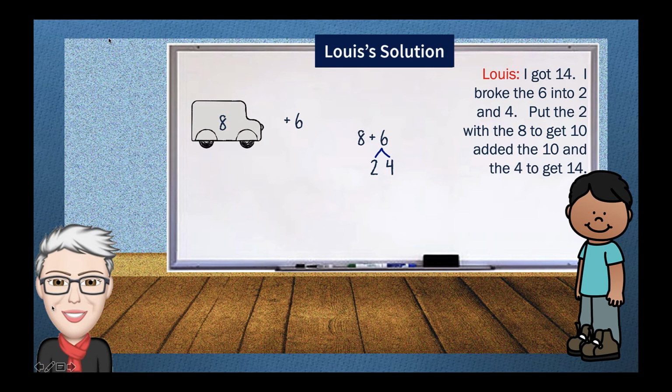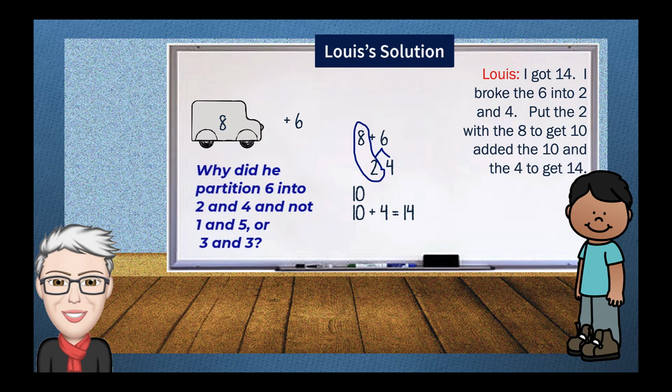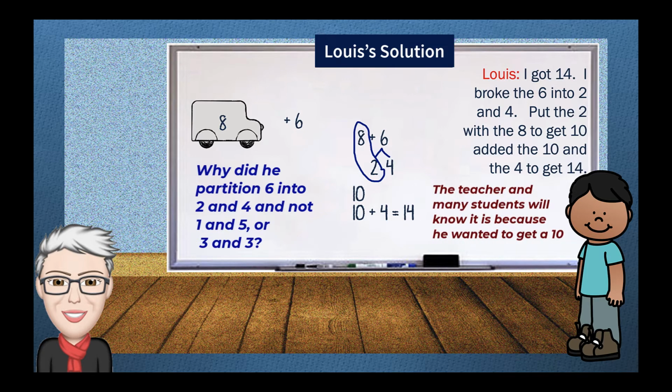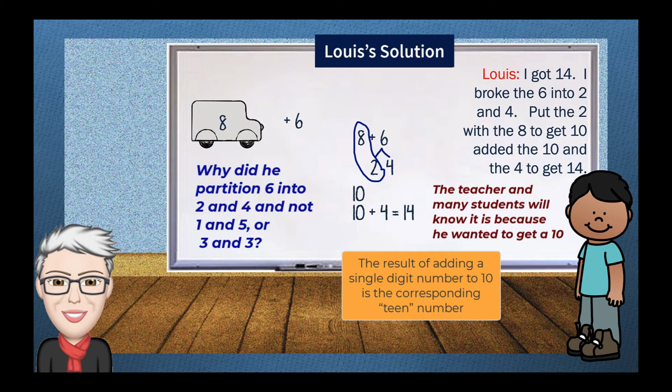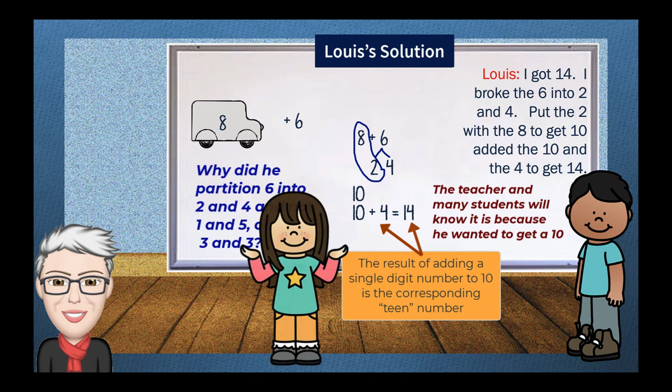Lewis's solution was to partition 6 into 2 and 4, combine the 2 with the 8 to get 10, and add on the remaining 4 from the 6 to get 14. Notice that in his explanation, Lewis reported what he did, but he did not explain why. Why did he partition 6 into 2 and 4 and not 1 and 5 or 3 and 3? The teacher and many others in the class will know that he did so because he wanted to get a 10. And he wanted to get a 10 because he and many others in the class know that the result of adding a single-digit number to 10 is the corresponding teen number. But there will be some children in the class for whom it is important to explicitly state this rationale.